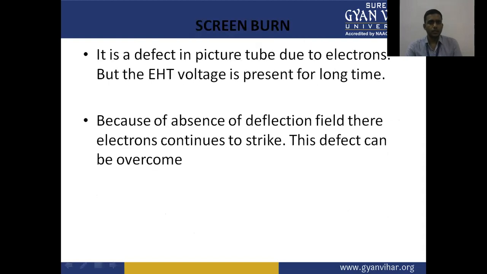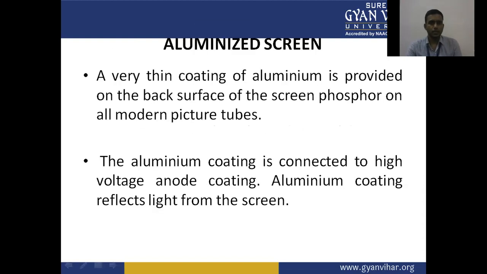Next is the aluminized screen. A very thin coating of aluminum is provided on the back surface of the screen of all modern picture tubes. The aluminum coating is connected to the high voltage anode coating. Aluminum coating reflects the light from the screen.